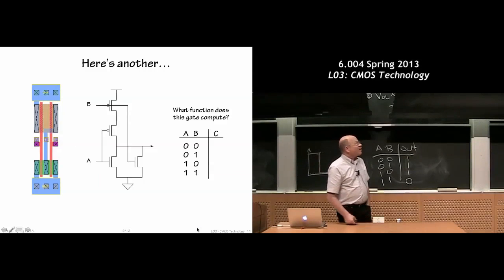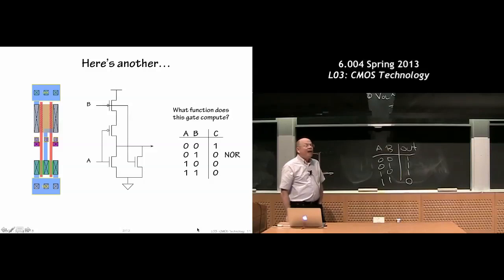How about this device? What's the analysis you could do? Well, you just go through the truth table here, and this is something you should work through. You should be able to figure out, for each of A and B being 0 or 1, and come up with that as the truth table. It's called a NOR gate.